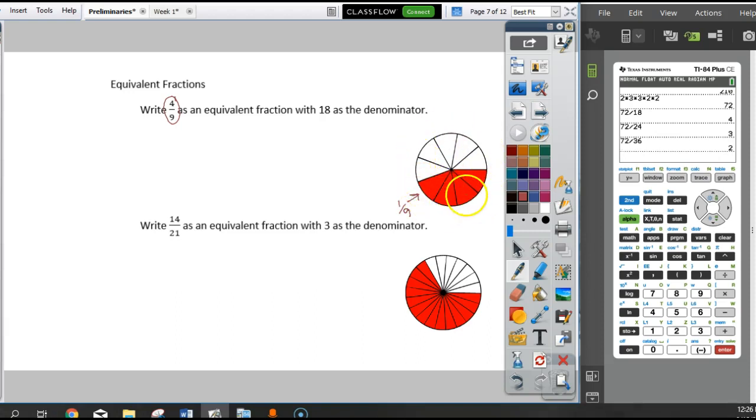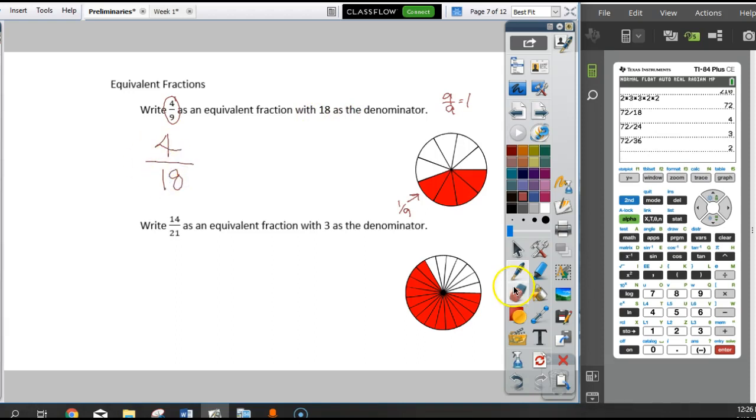And again, here is a whole, and if you counted, there'd be 9/9, which is 1. So we chopped this pie, which was originally a whole, into 9 pieces, which is 1, but then we shaded just 4 of them. So 4/9 is represented by this red region here. Now, we want to write this as an equivalent fraction with 18 as the denominator.